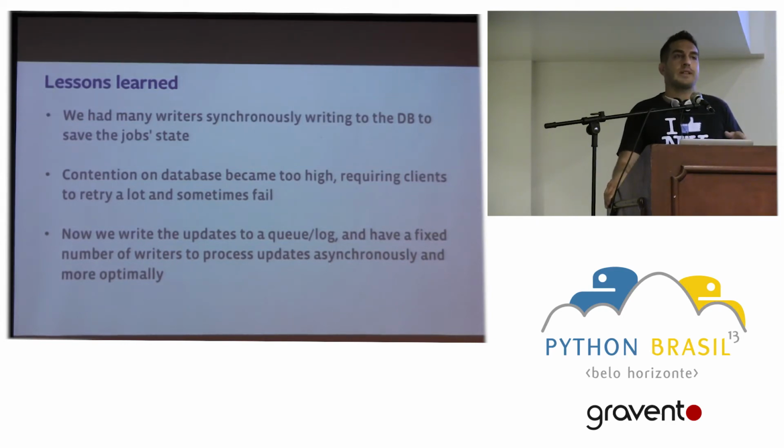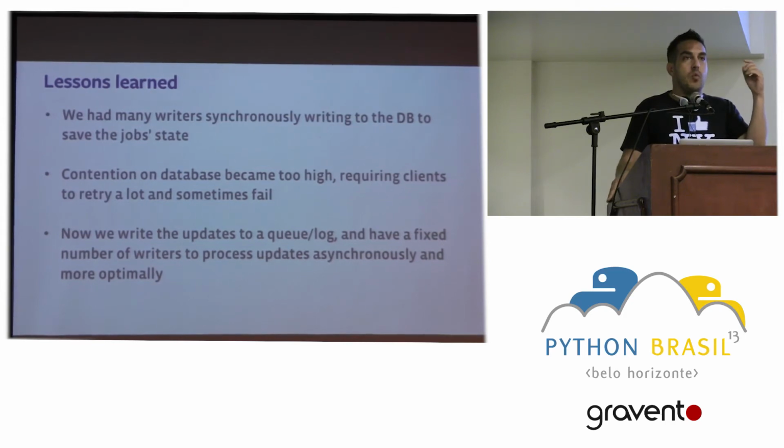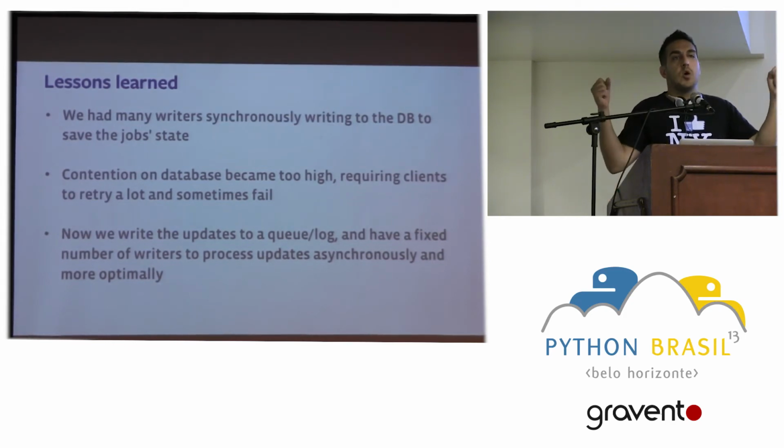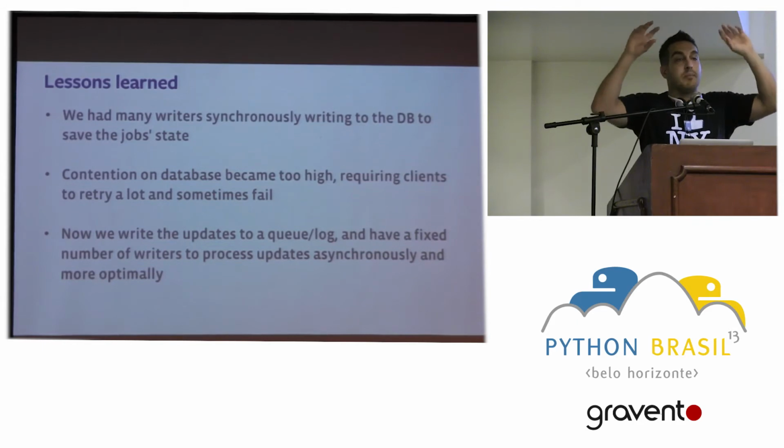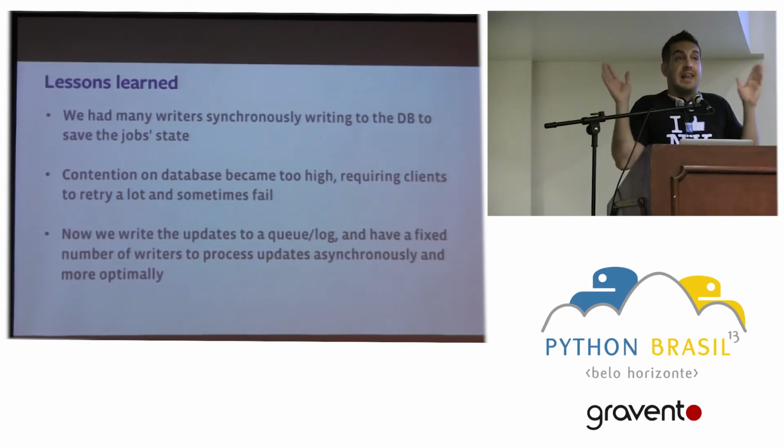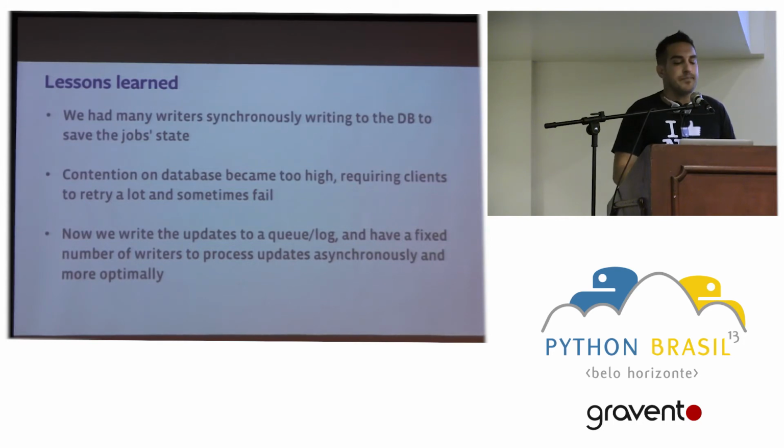So the way we worked around that is that we try to do as much as possible asynchronously. Every time a job completes, we put the result into a queue, but we don't write it yet to the database. Then we have a limited number of processes that take all these job results, bulk them together into a batch, and in a single database transaction, commit thousands of updates at once. So this is a lot gentler on the database and allowed us to scale a lot.